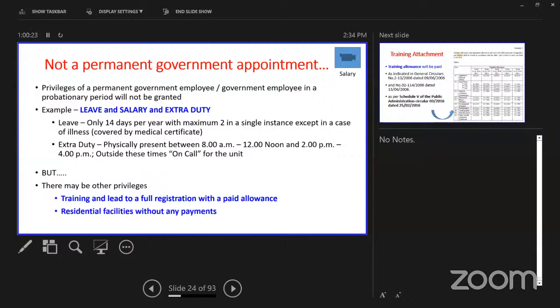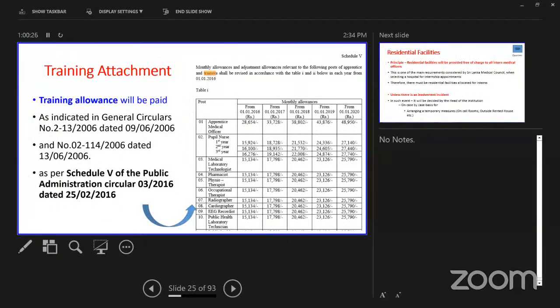Then residential facilities will be given without any payments. So this is the allowance circular. This may have changed, but I think it's the same. Their training allowance will be paid as any other trainees within the Ministry of Health. You will also be considered as a trainee for this period.